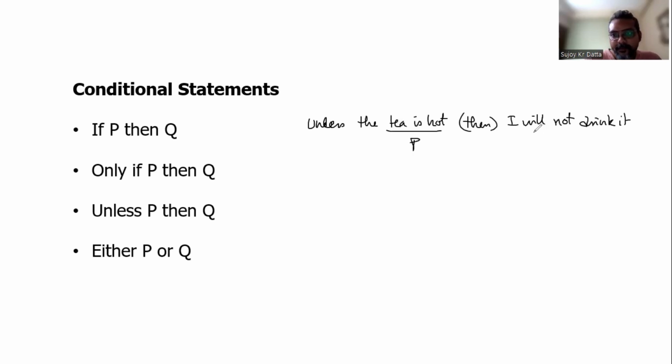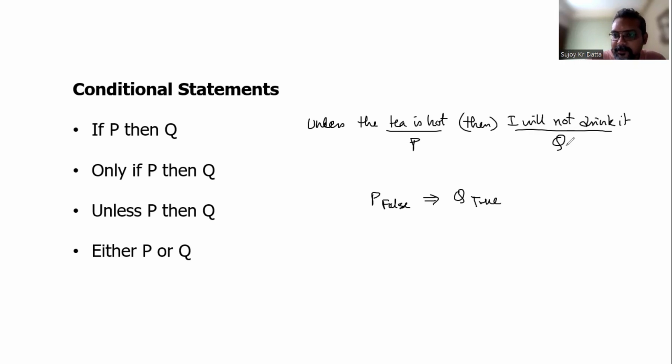So that's your P, that's your Q. Unless the tea is hot, I will not drink it. So if the tea is not hot, that means P is false. Whatever be the tea from, wherever it is from, I am not going to drink it. So Q is true. Note that Q itself is negated. Okay, I will not drink. That's how the sentence construction is for unless-then.